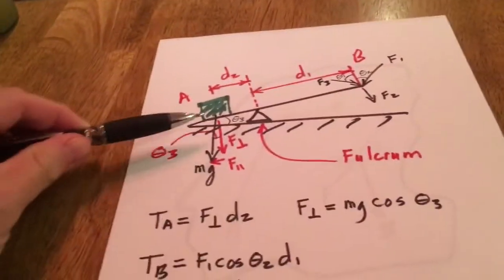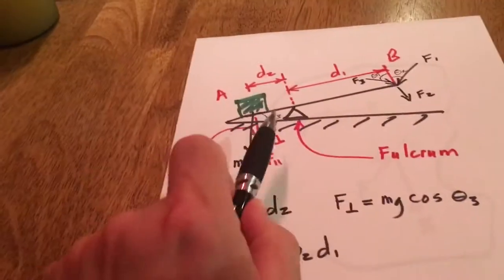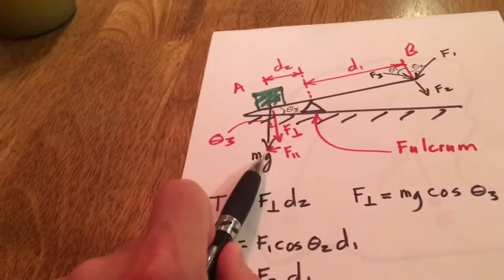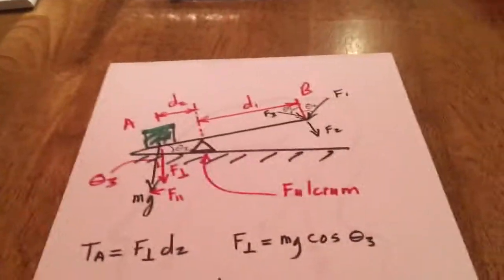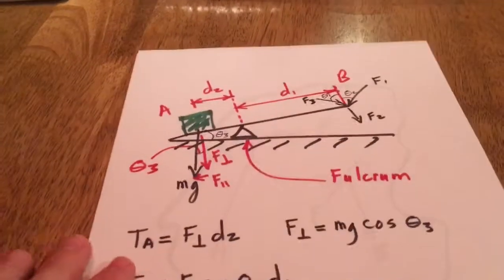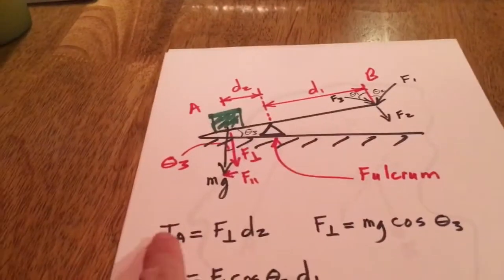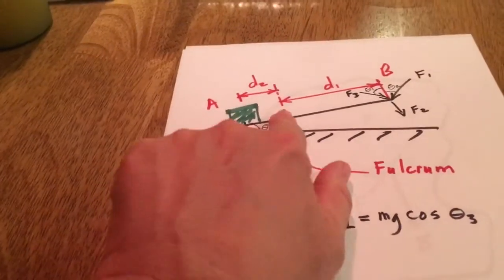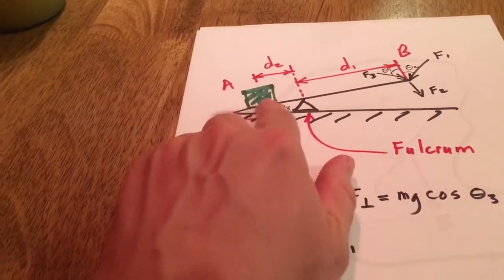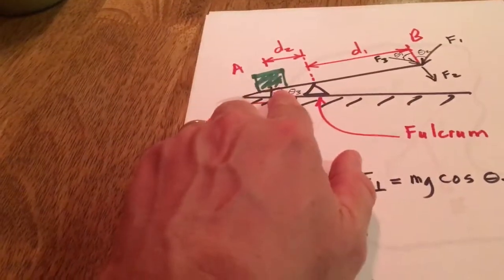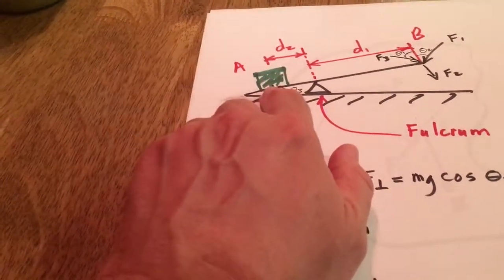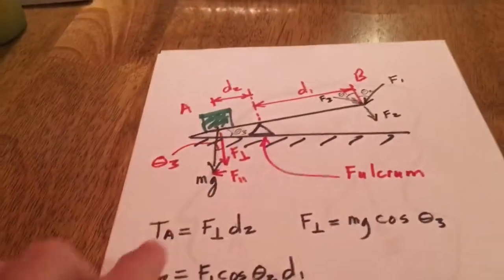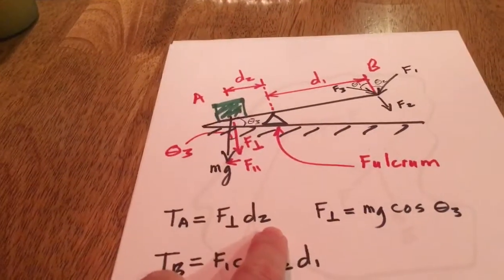So the angle that you have for this incline is also the angle that exists between the perpendicular force and mg, or the weight of the box. Again, this torque is going to be the perpendicular force times this distance 2. Notice that this distance 2 goes to the center of the mass, or that box there. So that's important, or the center of gravity, if you will. So that's the torque around A.